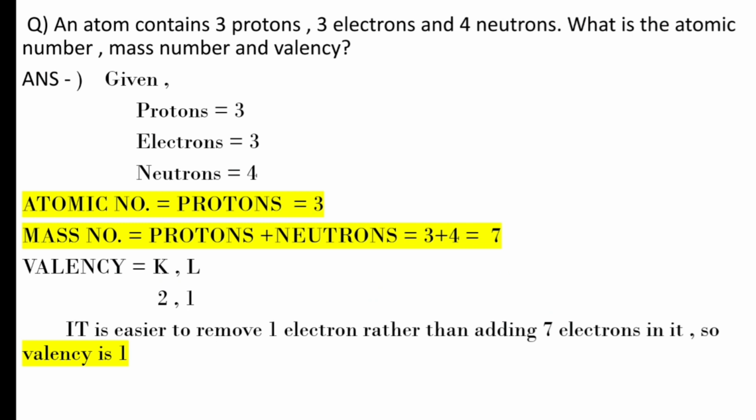So we know that we are given protons, neutrons and electrons. Protons is equal to 3, electrons is 3, neutrons is 4. And we need to identify the atomic number, that is the number of protons is equal to the atomic number. So protons is 3, that's why the atomic number is also 3. Mass number we know with the help of protons and neutrons, that is protons is 3 and neutrons is 4. So 3 plus 4, that is 7.